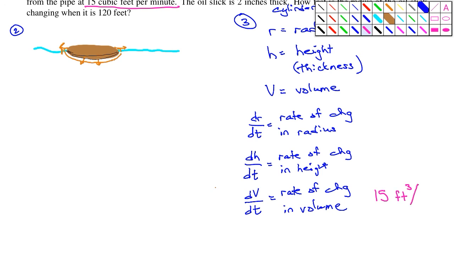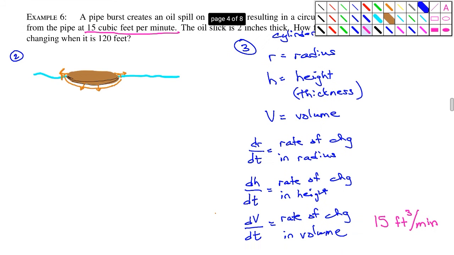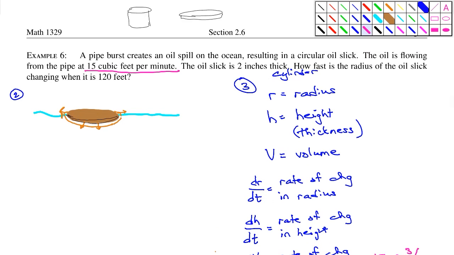And that makes sense because that's the change in volume going into the oil slick from the burst pipe. Next, it says that the oil slick is 2 inches thick. Well, that would be the thickness or the height. So that's 2 inches. And we're going to need that to be in feet. So that's going to be 1/6 of a foot.